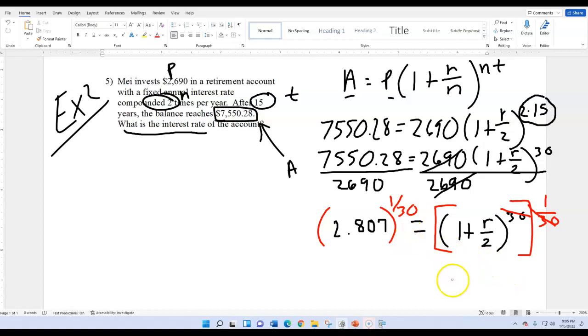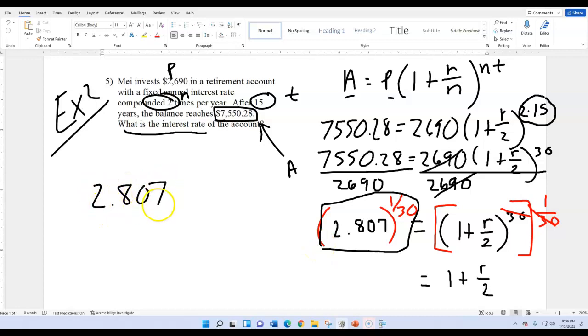Okay. On the right side, I have now 1 plus R over 2. I don't really need the parentheses anymore because there's no more power on the right side. But on this left side, we're going to need our calculator. So how do I do this on my calculator? What you're going to do is type in your number, 2807. You're going to find your power button. And then in parentheses, you're going to push 1 over 30. Make sure you use parentheses. Okay? So let's see what that comes out to be. And for that, we get 1.035.